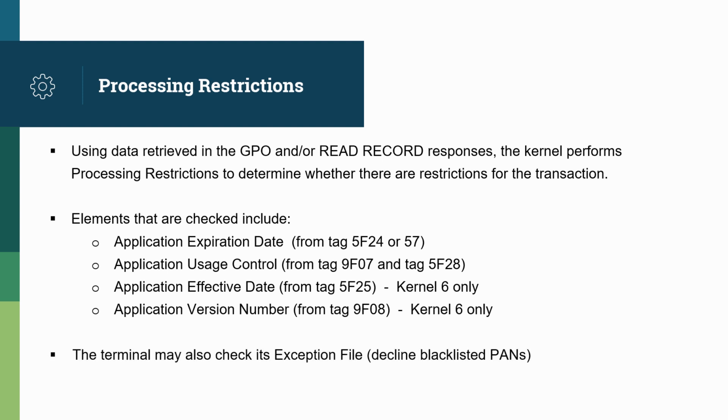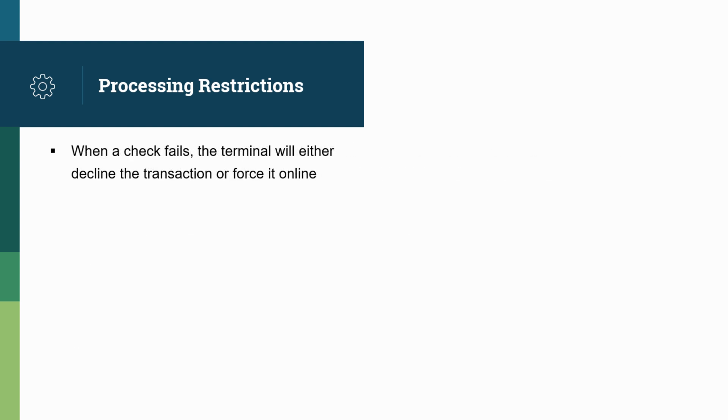The terminal may also check its exception file. This would be a file loaded on the terminal that contains a list of blacklisted PANs, either because the cards were stolen, or because they are known to be used for fraudulent transactions, or for any other reason. The terminal would decline transactions for cards with those PANs. So the concept of processing restrictions is quite simple. When a check fails, the terminal will either decline the transaction or force it online, and that's it.